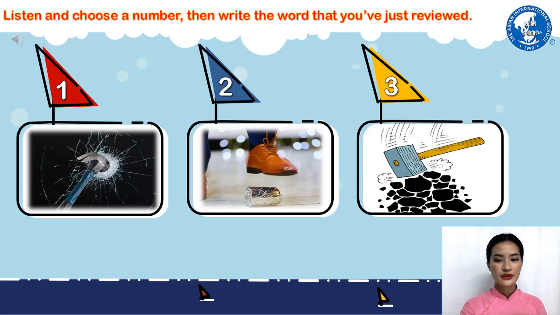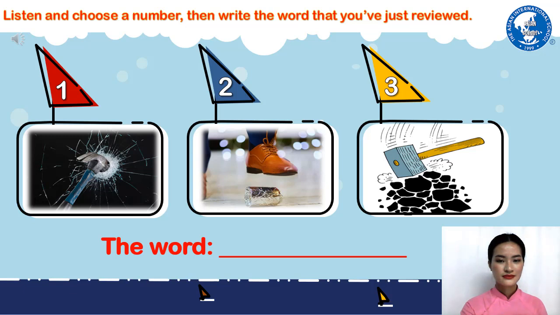Look, 1, 2, and 3. Now you listen. A person can use a sledgehammer to break up rocks. Again, please. A person can use a sledgehammer to break up rocks. What do you choose? 1, 2, or 3? The answer is number 3. And what's the word? Correct. The word is sledgehammer. Now, please check your spelling carefully because this is a long word.